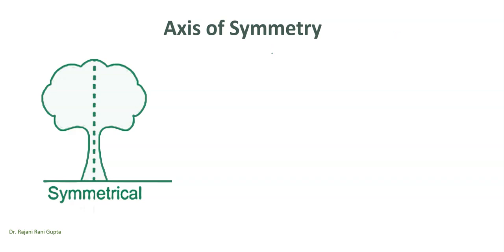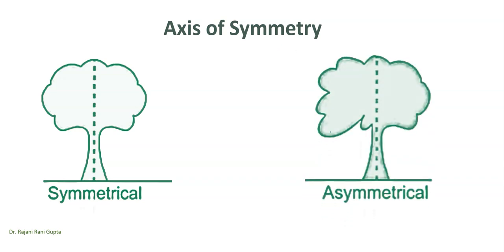We say that this image is symmetrical, and we say that this image is not symmetrical, or asymmetrical. So what do you see as the difference? If we draw a line from the middle, it divides this picture into two equal halves, meaning the left side is the same as the right side. Whereas in the second image, the left side is not identical to the right side.